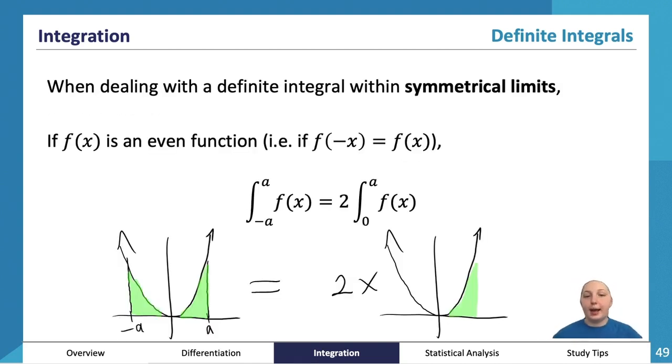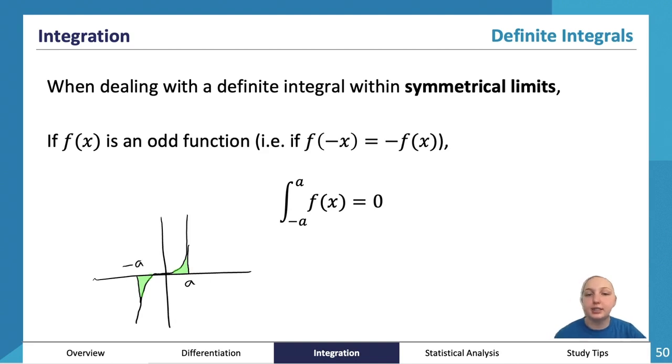So the other thing you can do is when you're dealing with definite integrals that have symmetrical limits. Essentially, if your f(x) is an even function, then to find the area between a and negative a, if we're using this example, all you can do is do 2 times the integral between a and 0, okay? Just makes it a little bit easier, less area to find, and you just multiply it by 2, okay? But this is only if they're exactly symmetrical, okay?